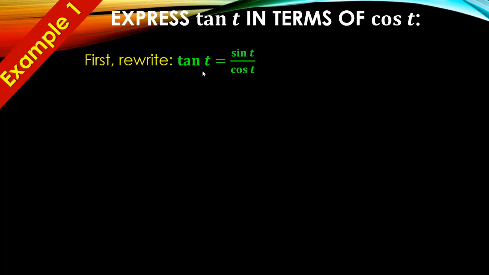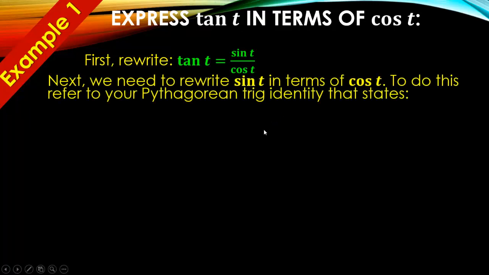We can do that because we're talking about tangent, right? Next we need to rewrite the sine of t in terms of cosine of t. To do this, we need to go to the Pythagorean trig identity that states this. And we're doing this because we've got one cosine, so we're good there, but this is bad. We can't have that. No good. So we need to get rid of that.